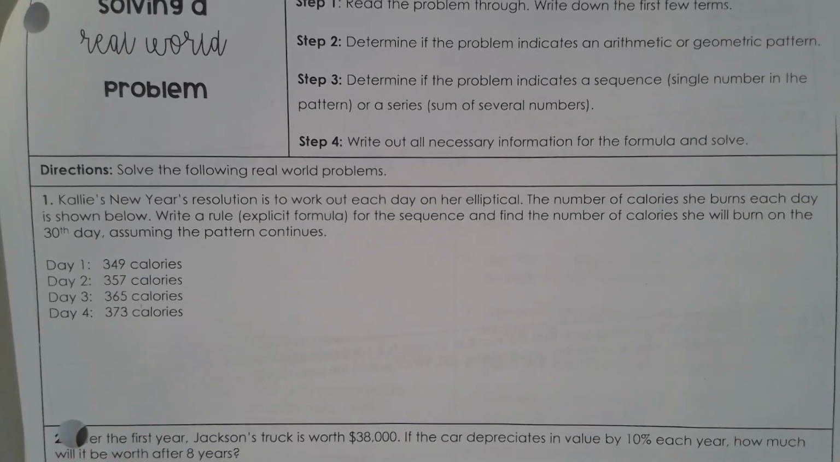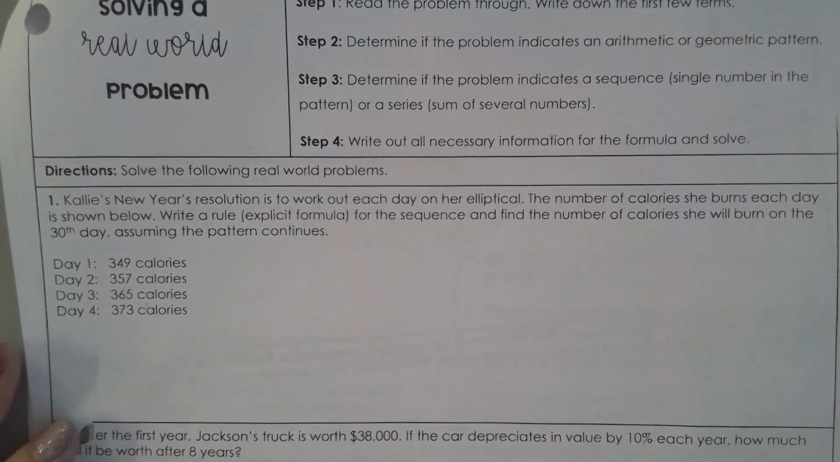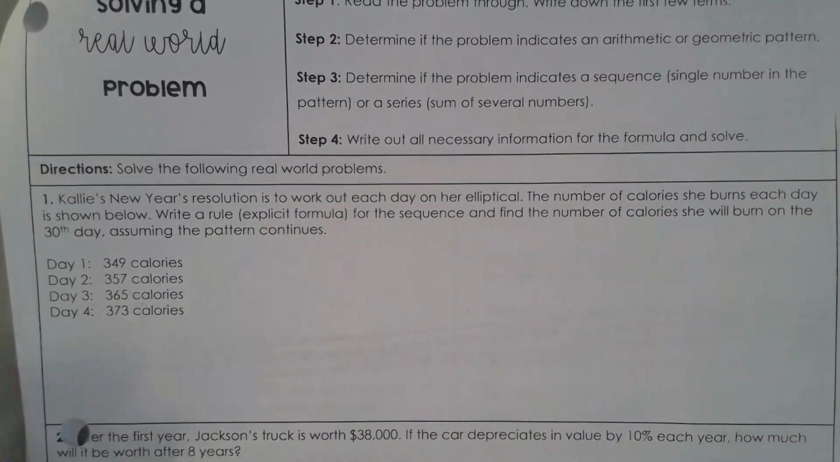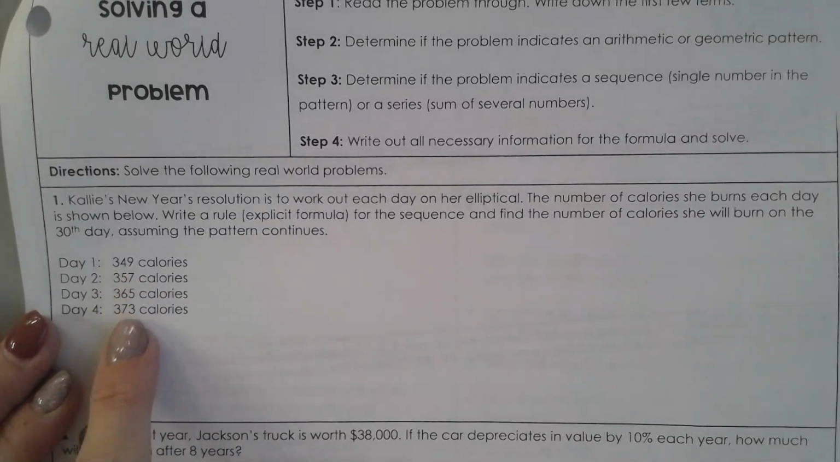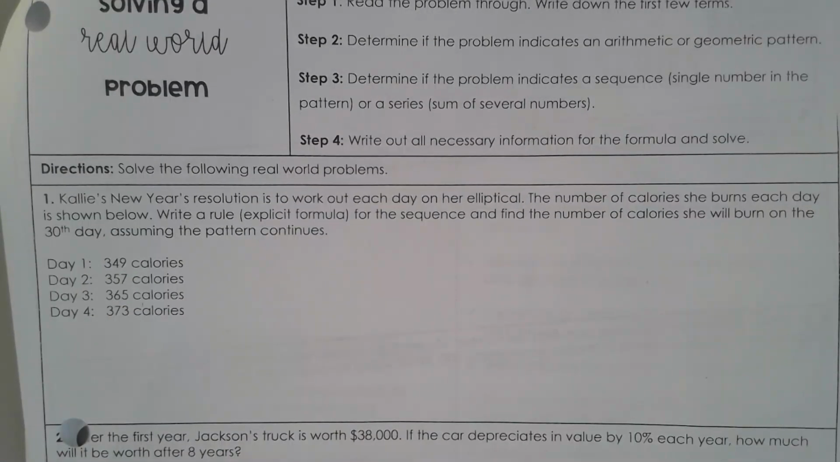So question number 1, Callie's New Year's resolution is to work out each day on her elliptical. The number of calories she burns each day is shown below. So here's our first 4 terms. Write a rule, so we're going to actually write out the explicit formula for the sequence and find the number of calories she will burn on the 30th day, assuming this same pattern continues.